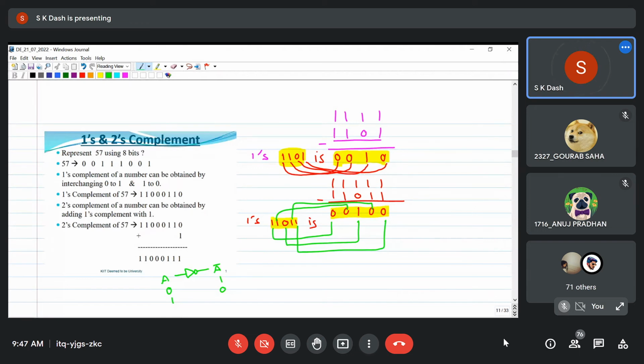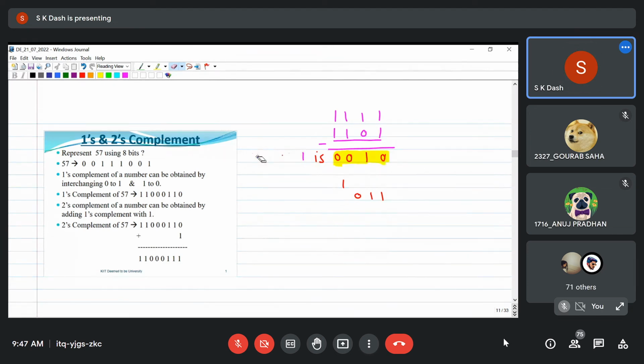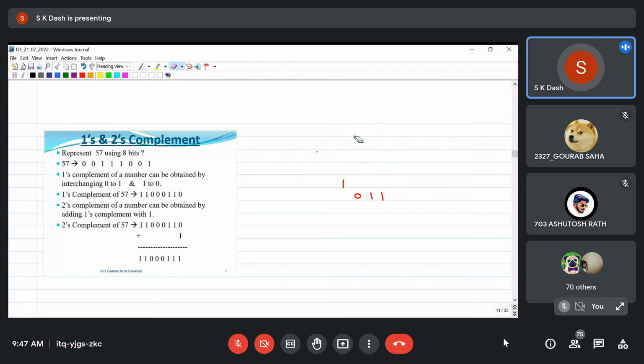So is this clear how to find ones complement of any binary number? Just another example here now. First of all, the question is to represent 57 using 8 number of bits. Let me ask another question. Using how many minimum number of bits can I represent 57?